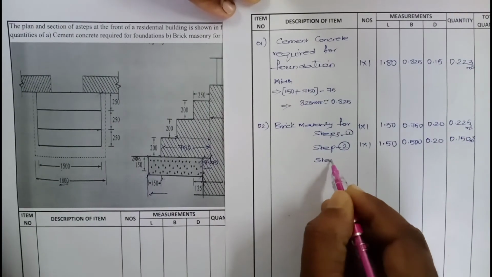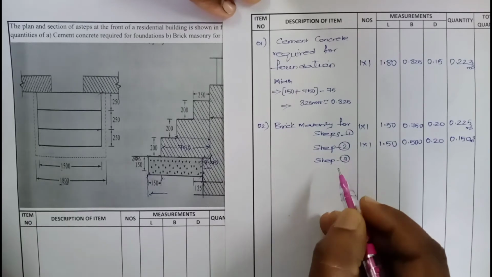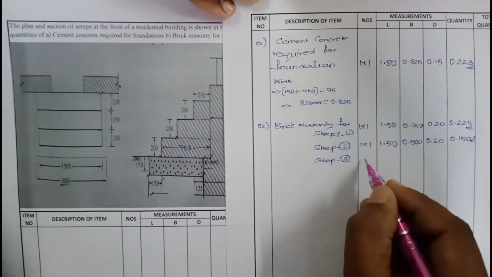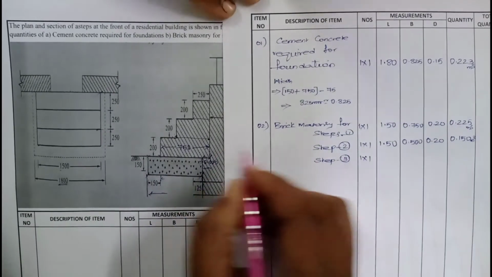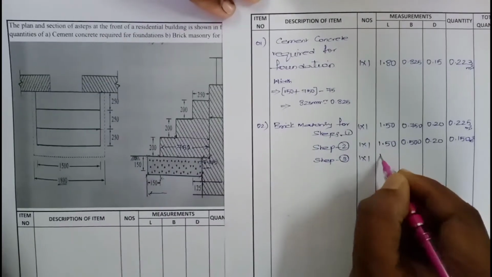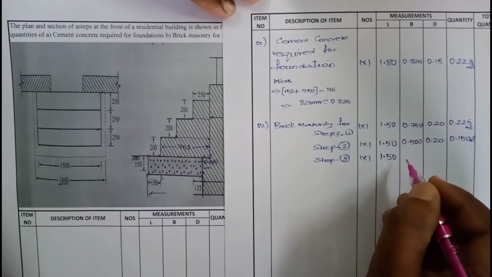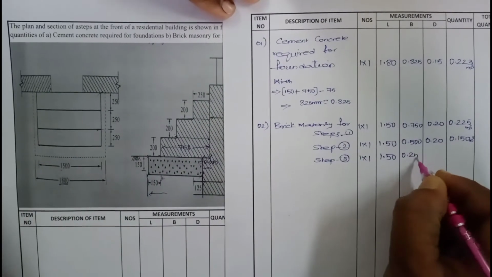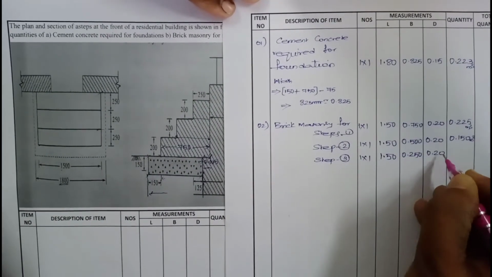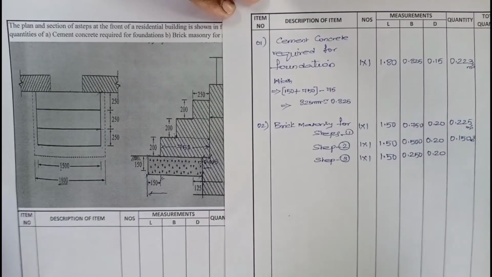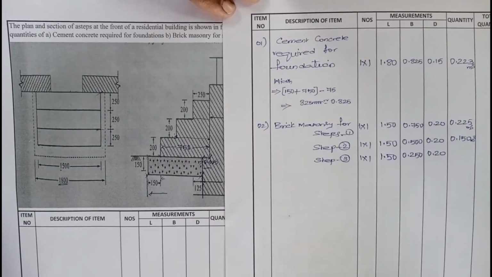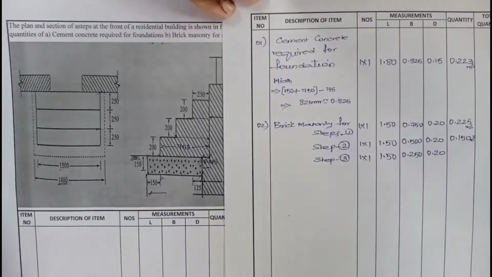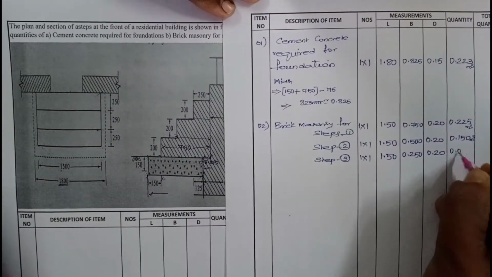Next one is step 3. Step 3, 1 by 1, length is the same, 1.50. And what is the width? 0.250, and depth is 0.20. So 1.5 into 0.250 into 0.20 is 0.075.